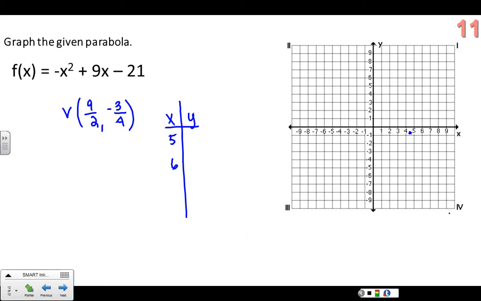If I plug in the 5, that gives me negative 25 plus 9 times 5 is 45 minus 21, I get negative 1. So 5, negative 1, if we plot that point, we also know that 4 would also be negative 1 because of symmetry. Remember, there's always a vertical line of symmetry that runs straight through the vertex of the parabola. Now let's try 6. If I plug in 6 into this, I get negative 36 plus 9 times 6 is 54 minus 21, I got 7. So the point 6, 7.